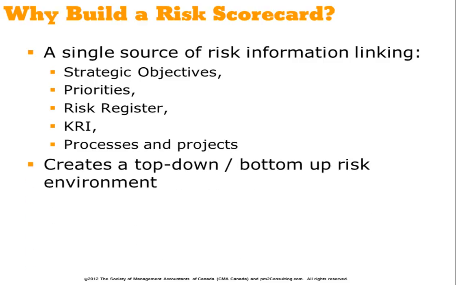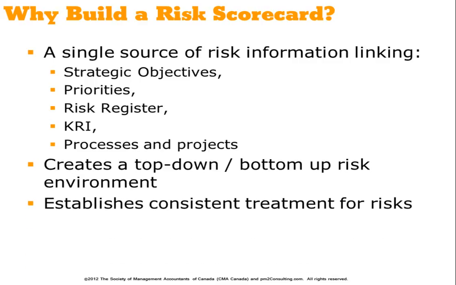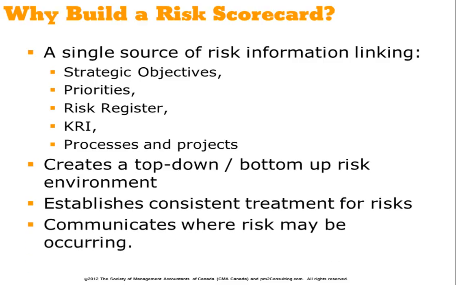This allows us to create a top-down and bottom-up risk environment where we can typify risk from the strategic level, but also effectively measure and frisk the organization to see where risk is occurring and report that back up and make sure those things are aligned. And therefore, it allows us to provide a consistent way of treating risks, no matter what part of the organization they come from or what aspect of the organization they impact. And finally, it allows us to communicate to all stakeholders, board members, management, employees, investors, where risk might be occurring in order to ensure that we're aligned in working to resolve those issues.